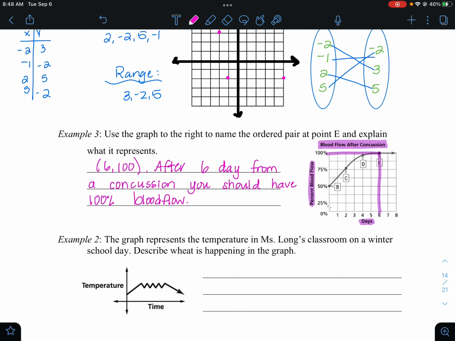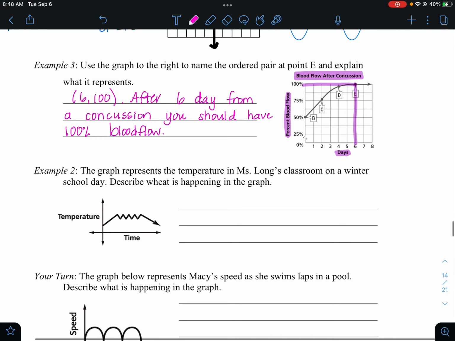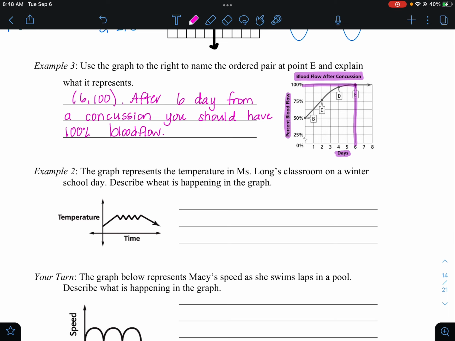All right, example 2. Again, given a graph and a scenario, what does this mean? So it says the graph represents the temperature in Mrs. Long's classroom on a winter school day. Describe, that should say what is happening in the graph. So time, no values, which is fine.